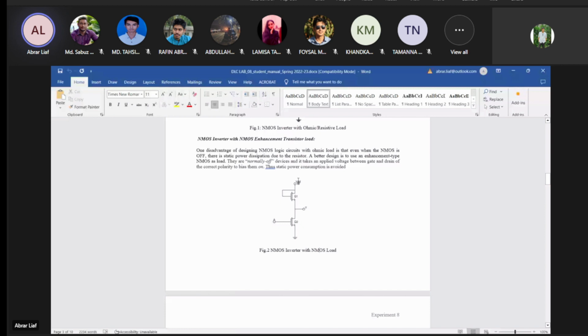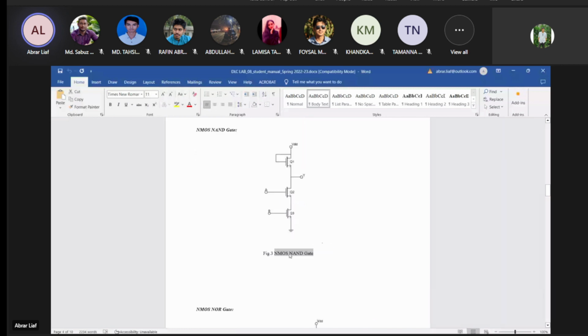And this is the NMOS NAND gate. So this circuit that you can see here will work as a NAND gate. You have inputs A and B, which are connected to these two NMOSes. Then you have an NMOS at the top, which is working as a load, and from here, you have your output. So this is the NMOS NAND gate.